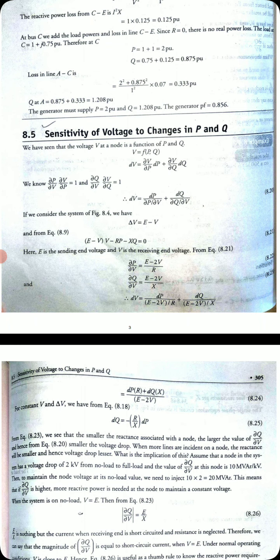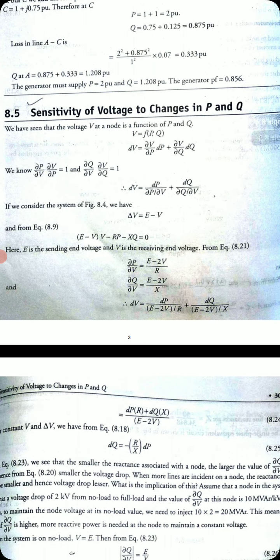If we go for a small adjustment here, we know that ∂P/∂V into ∂V/∂P is the same as one, because the numerator and denominator cancel. At the same time, ∂Q/∂V into ∂V/∂Q is equal to 1. The same thing we will apply here, so that dV can be given by ∂V/∂P into dP, where ∂P/∂V is taken in the denominator.